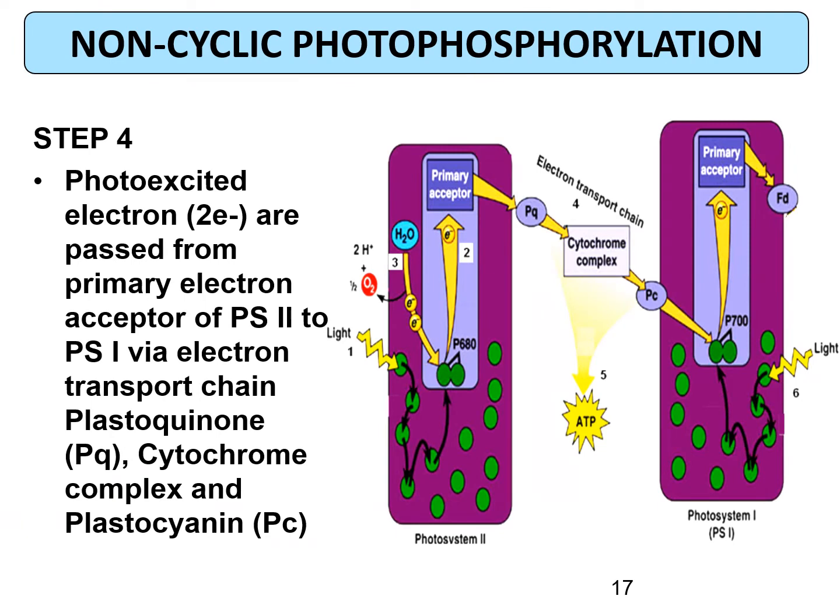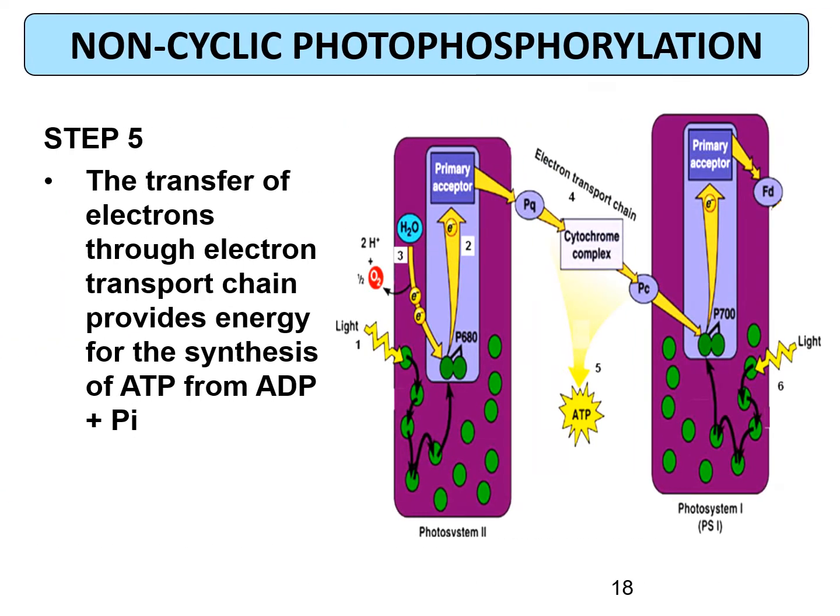Next, the photoexcited electron received by the primary electron acceptor will be passed through an electron transport chain made up of plastoquinone, PQ, then the cytochrome complex and plastocyanin. These are the three components of the electron transport chain. The transfer of the electron through the ETC will provide energy to synthesize ATP from ADP and inorganic phosphate.